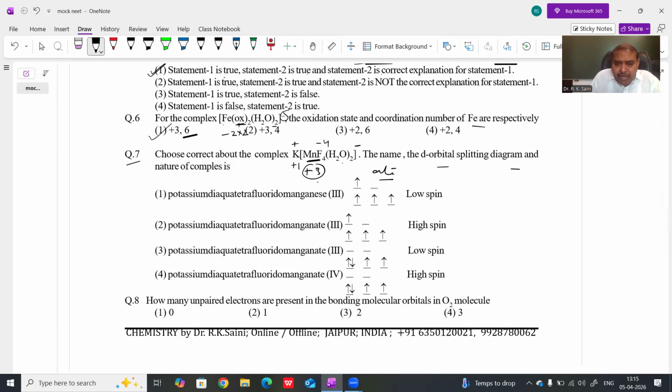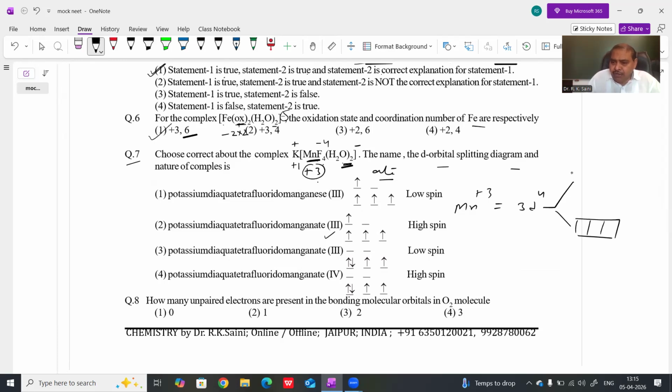Therefore, we use -ate as the suffix in the name of the metal, meaning manganate. Potassium diaqua, first diaqua because alphabetically aqua comes before fluorido, so potassium diaquatetrafluoridomanganate(III) is its IUPAC name. In manganese +3, 4 electrons are present in the d orbitals and the complex is octahedral.